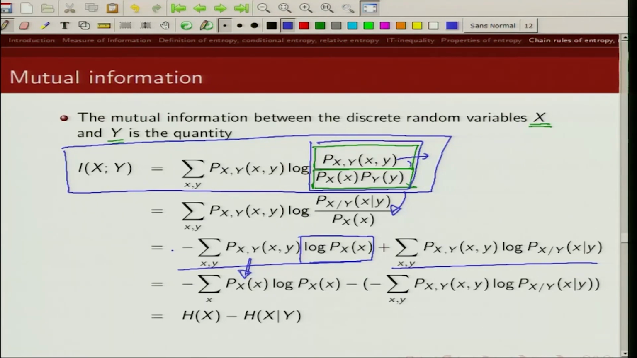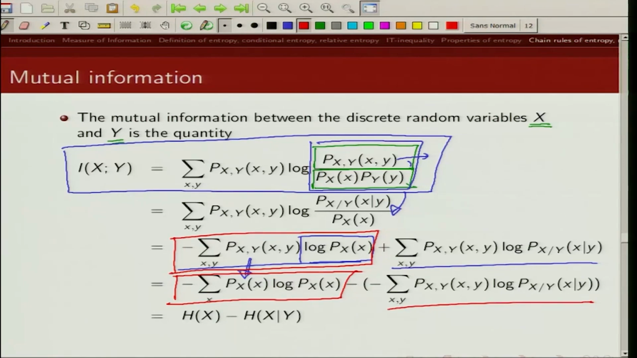So this particular term that I have here can be simplified to this, and plus this term can be written as minus of this term. Now what is this? This is nothing but our entropy of x. And what is this term? This is the conditional entropy of x given y.